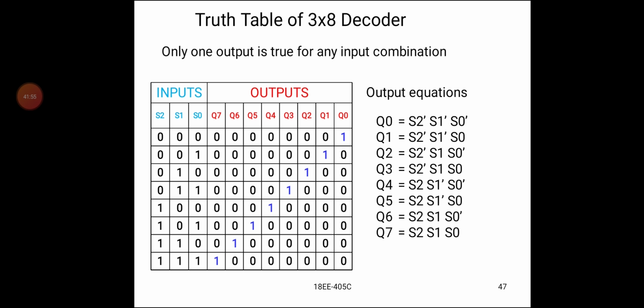The output equations are written as per the truth table. Q0 is equivalent to H0 complement, S1 complement, S2 complement. If it is Q7, then H0 dot S1 dot S2. Like that we can write the equations for the different inputs from Q1 to Q6.